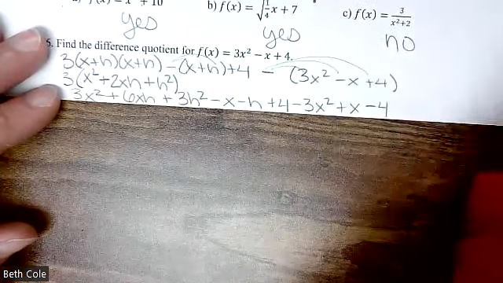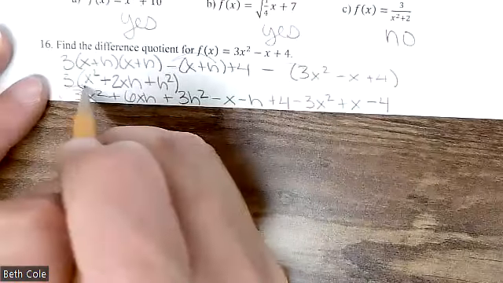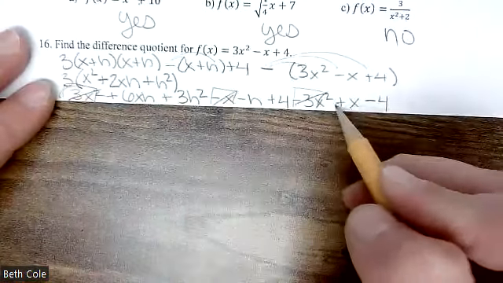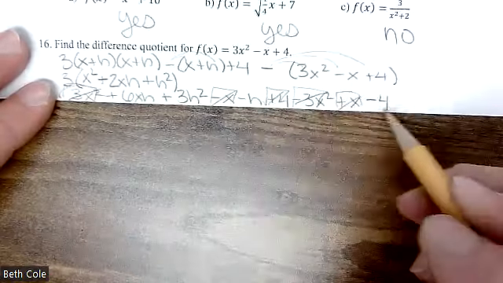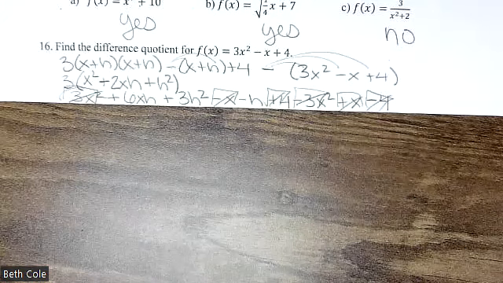Okay. If you have done your job correctly, what should happen at this point? Stuff should cancel out. Like most of it should go away. So do you see something that's going to go away? All right, the 3x squareds are gone. The minus x and the plus x, good. And then the 4s. How many terms are left? 3. And what do they all have? H. So you factor it out.